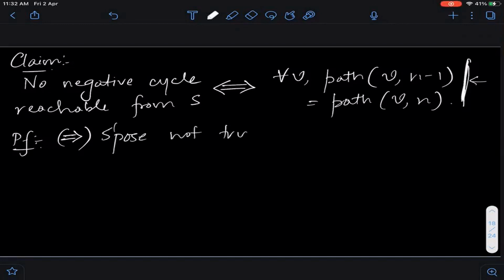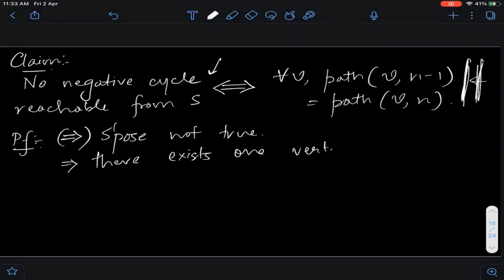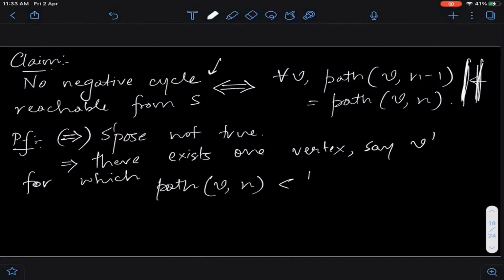Suppose not true. So what does not true mean? Not true means that this fact is not true for all vertices, which means there is one vertex for which this is not true. So this implies there exists one vertex, say V prime, for which path(V, n) is less than path(V, n minus 1). Right? That's what we are doing.